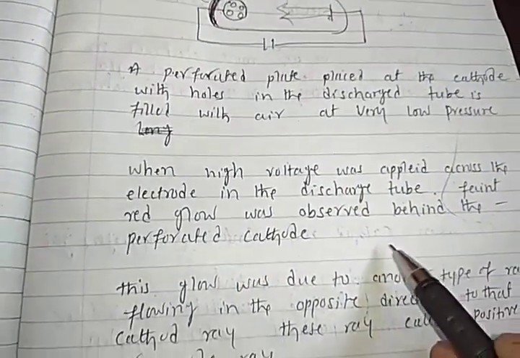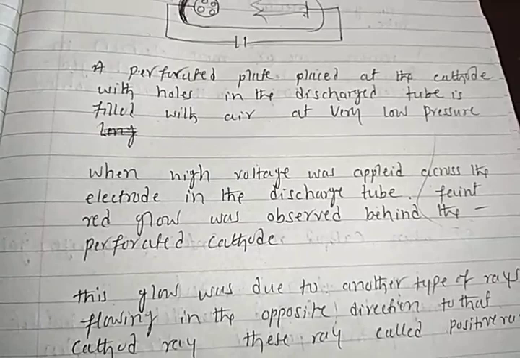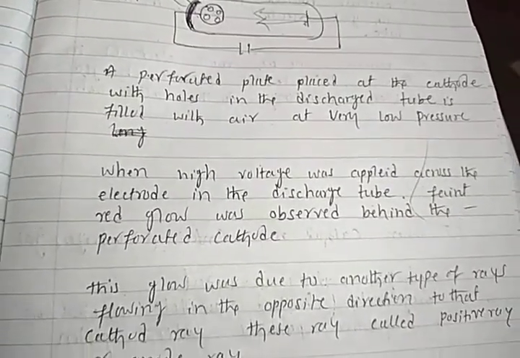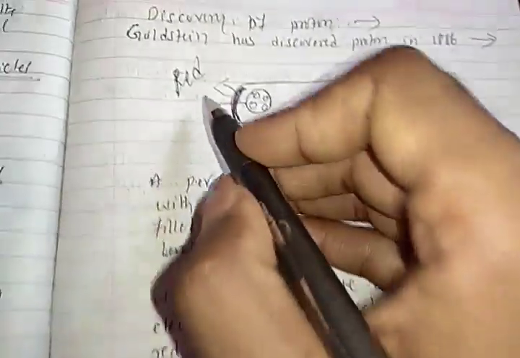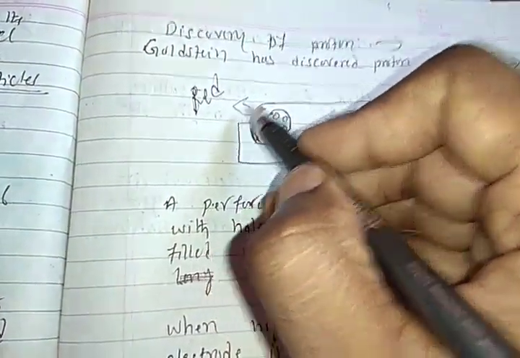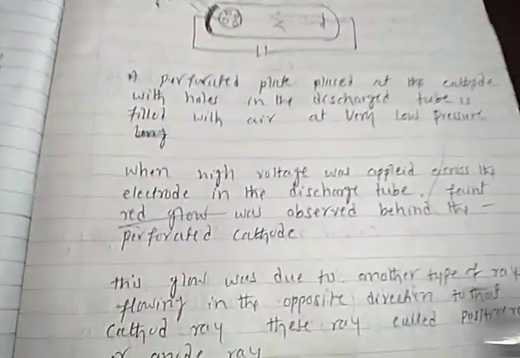Have you seen the red color? Behind that, the red color light is observed. Red color glow is observed here. So this red color indicates that the rays were observed.